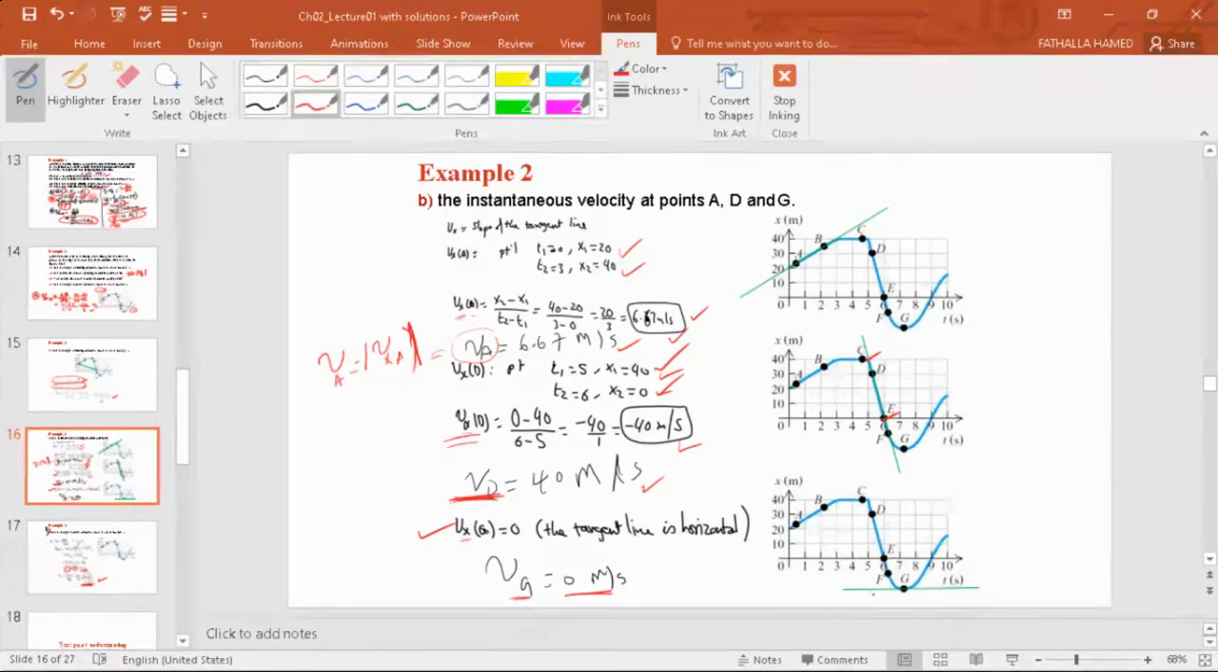Again, at G, I'm going to draw a line which is tangent to G. And you know that this line doesn't have any slope. So the velocity Vx at G is equal to 0. And of course, the speed also is going to equal 0, because the absolute value of 0 is 0.